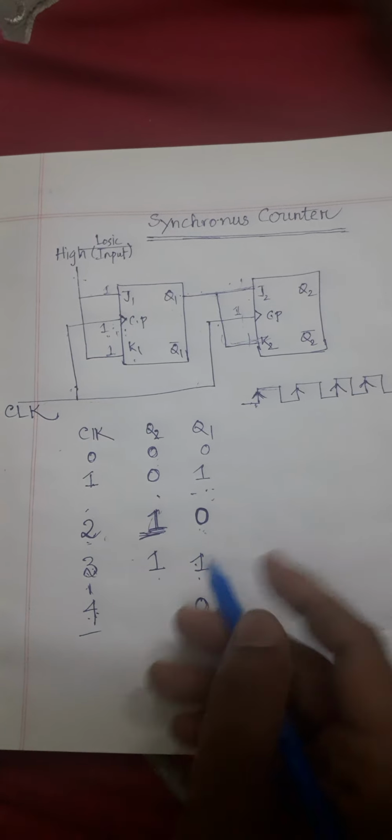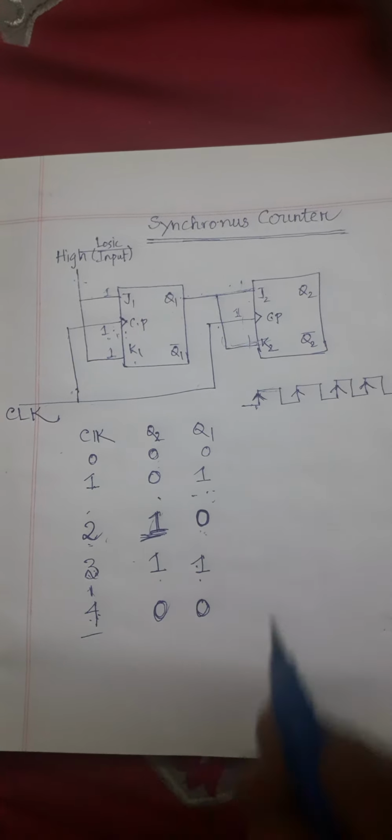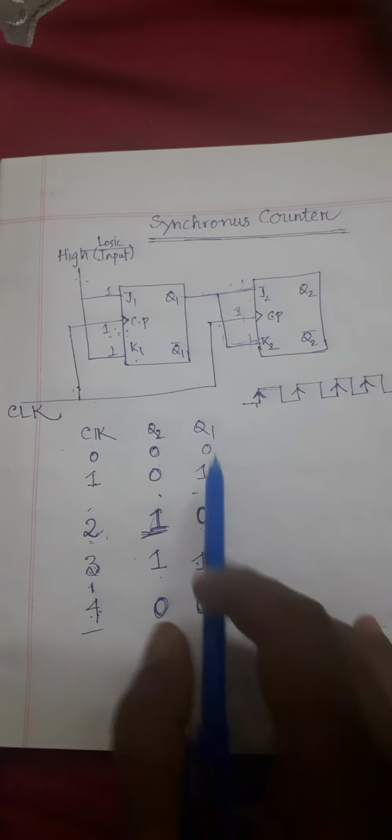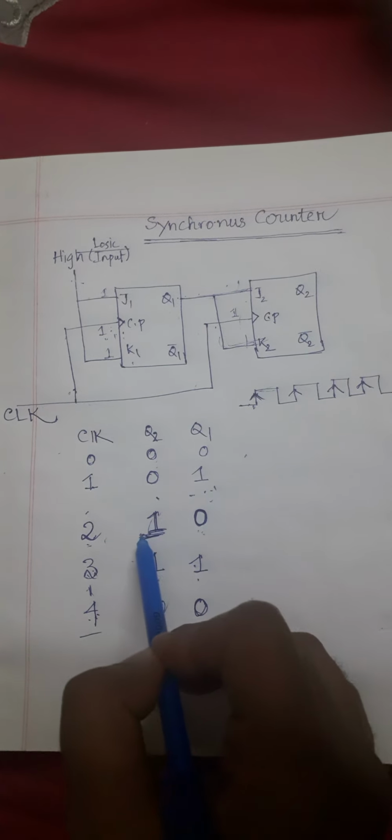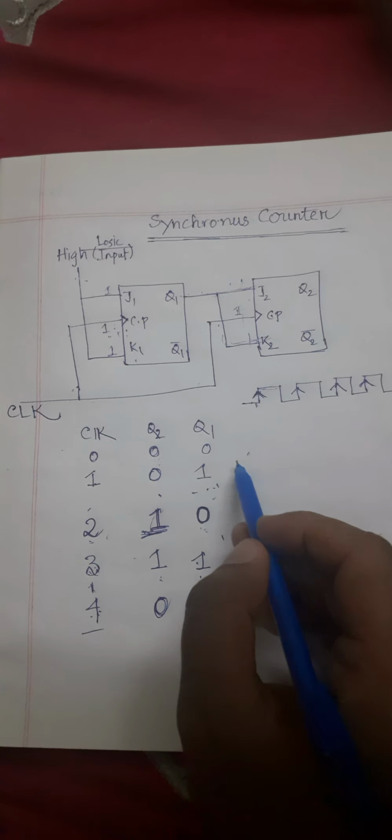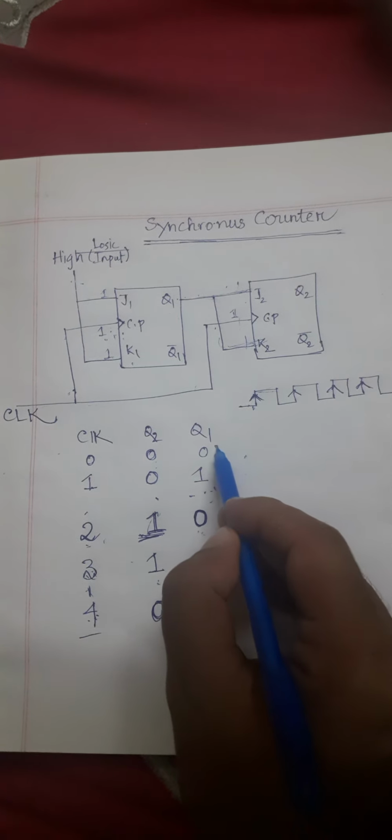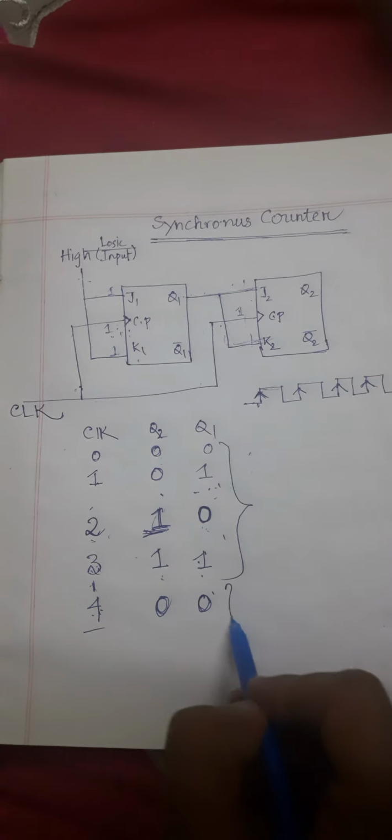Now if it gets toggled, it will become 0. So as you can see, there is a pattern. First we had 0 0, then 0 1, then 1 0, 1 1. So as you can see, we have built a counter.